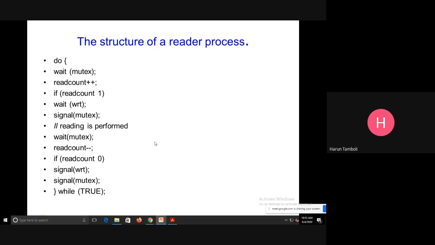Okay, so for the writing purpose there should not be, and for the reading purpose also there should not be writing by others. So here it is considering both cases.